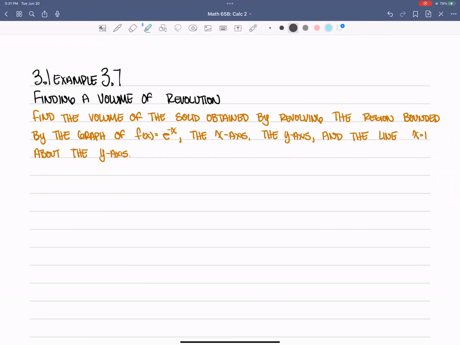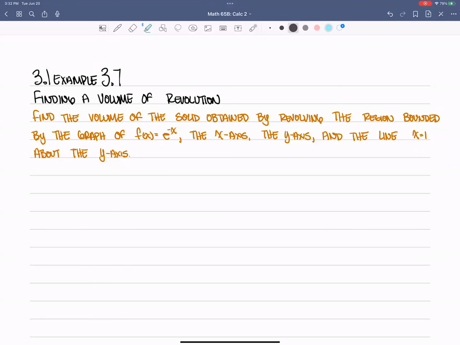Section 3.1, example 7, finding the volume of revolution. So find the volume of the solid obtained by revolving the region bounded by the graph of f of x is equal to e to the negative x, the x-axis, the y-axis, and the line x equals 1 about the y-axis. So it looks like here we're going to use shell method.